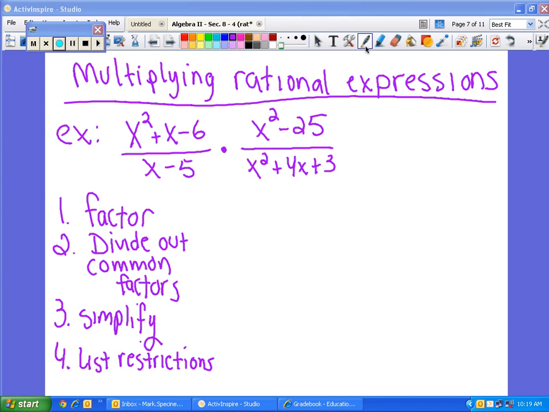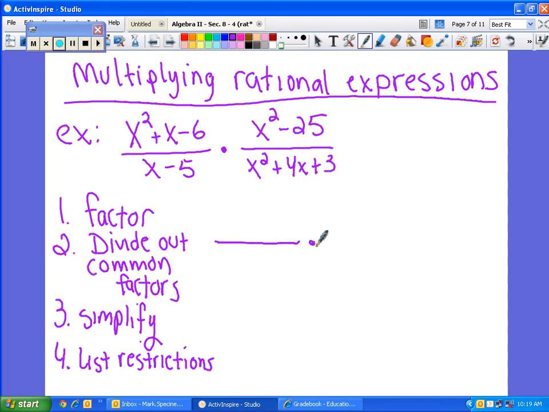Alright, so let's get started. So again, we're going to factor these just like we factored yesterday. So we need the factors of negative 6 that add up to positive 1. 3 and negative 2.